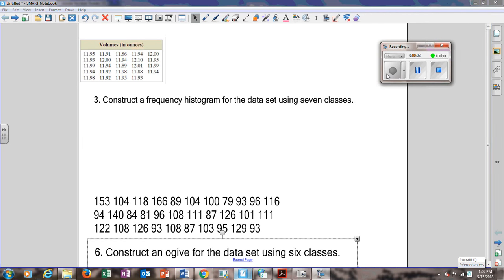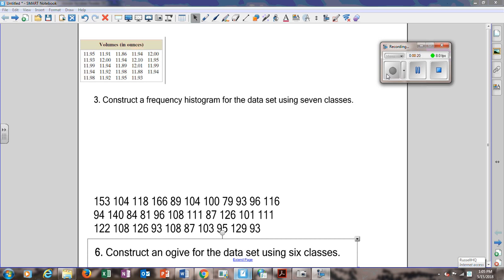All right, here are the review questions for Chapter 2. First one, construct a frequency histogram for the data set using 7 classes. So the first thing we have to do is find the minimum and the maximum. The minimum is 11.86, the max is 12.1.